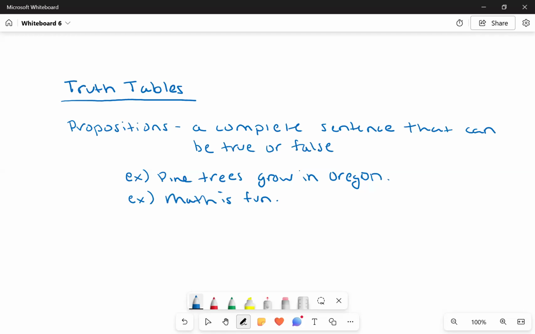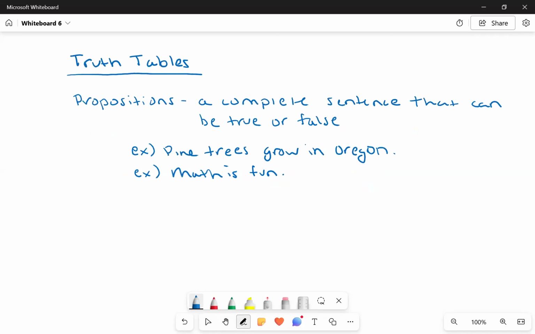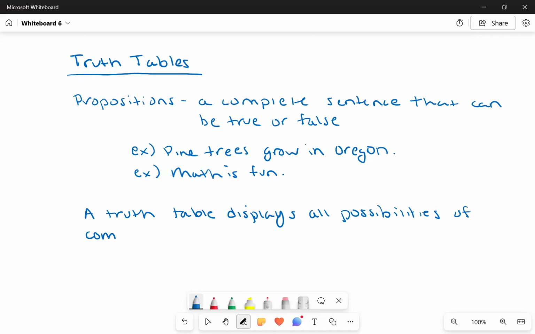With that basic idea of propositions, a truth table displays all possibilities of complex statements with multiple propositions, or possibly just one proposition, but that gets boring. So a truth table displays all possibilities of complex statements. That's their goal. Truth tables get used a lot in computer science and programming. They give a way for a computer to figure out whether or not something works, and they have good use in arguments.